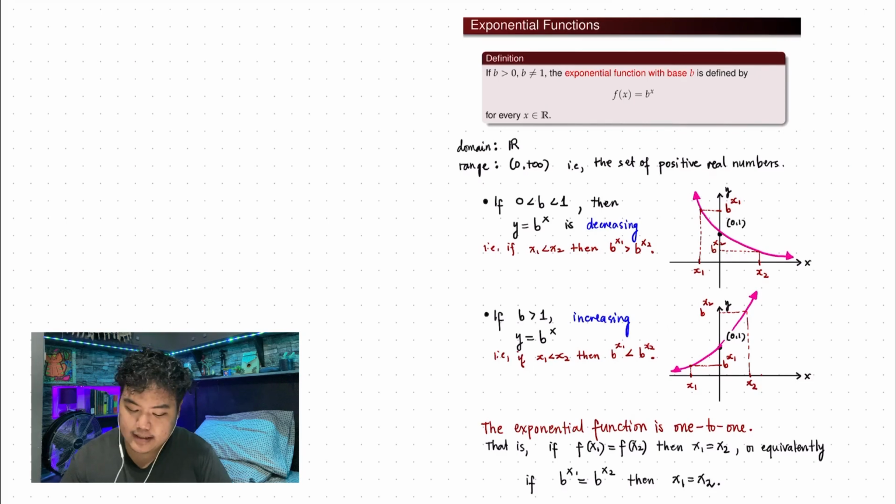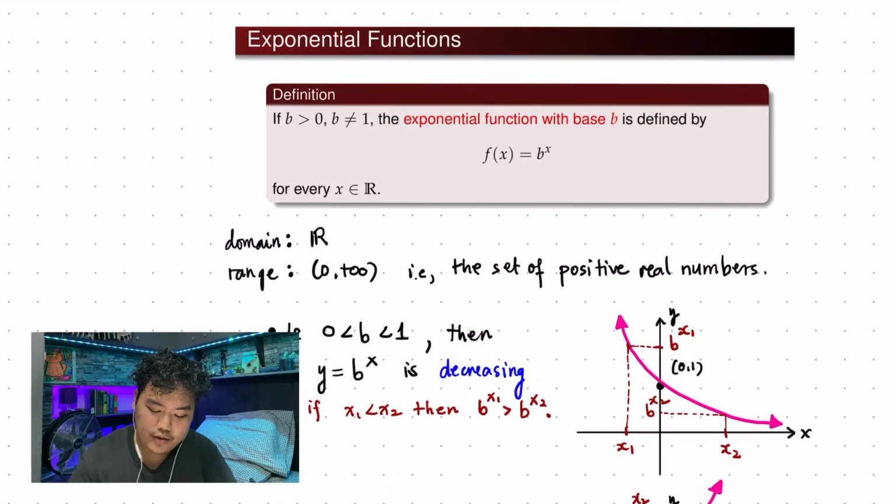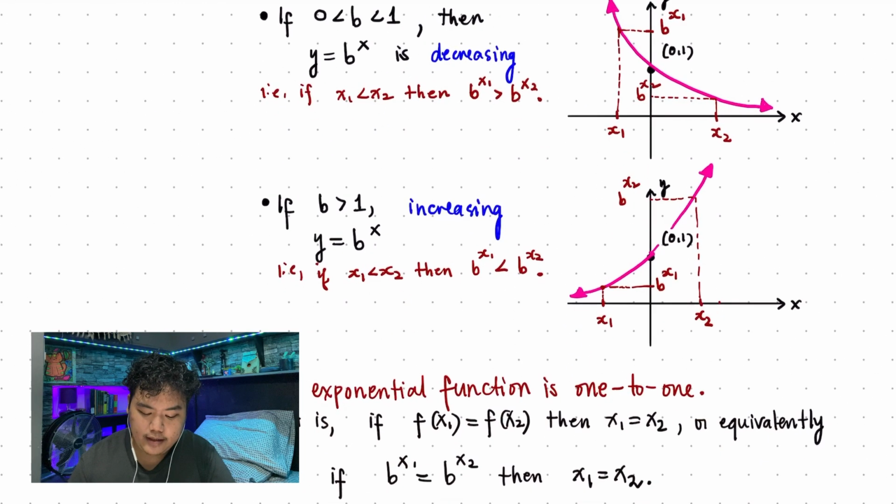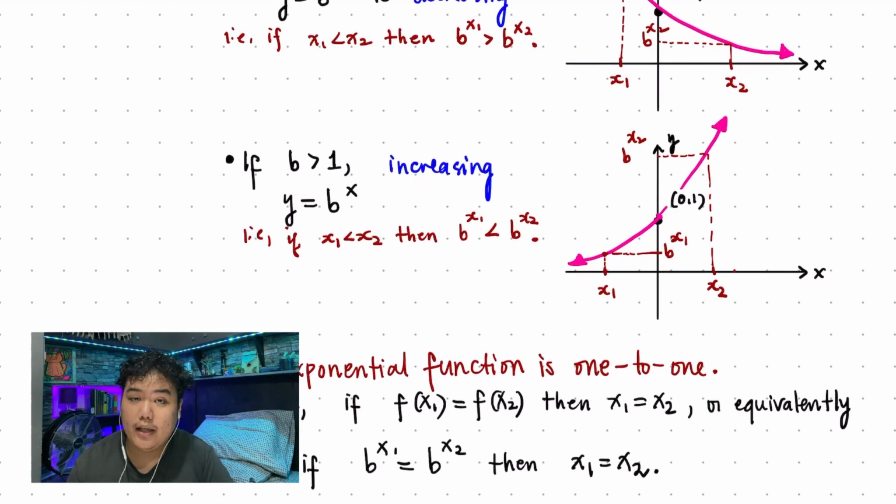So, diniscuss natin last time yung exponential functions b to the x where your base b is greater than 0, not equal to 1. We said last time that its domain is the set of real numbers. Its range is the set of positive real numbers. And if your base is between 0 to 1, your exponential function is decreasing. So yung graph niya, ito yung pink. And if your base is greater than 1, your function is increasing. So yan yung graph niya.